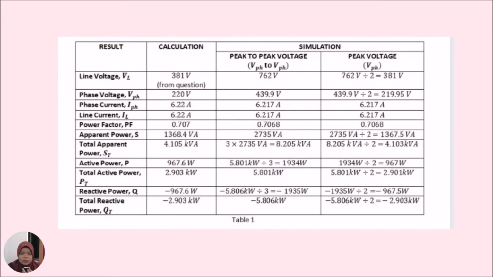From table 1, in the simulation, the value of line voltage, phase current, line current, power factor, and total reactive power are the same as in the calculation. On the contrary, the other values, for example, apparent power and total active power in the simulation, are a little bit different from the calculation. This is because the simulation may not always produce accurate results since it works on logical manipulation. For information, only the value of apparent power or S, total active power or PT, and total reactive power can be shown for this simulation in MATLAB.